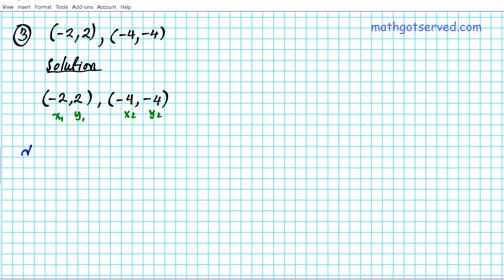Okay, so now we're going to proceed to step number 2. Step 2 is to write down the distance formula. So let's go ahead and write it down. That's x2 minus x1 squared, that's your run squared, plus y2 minus y1 squared.